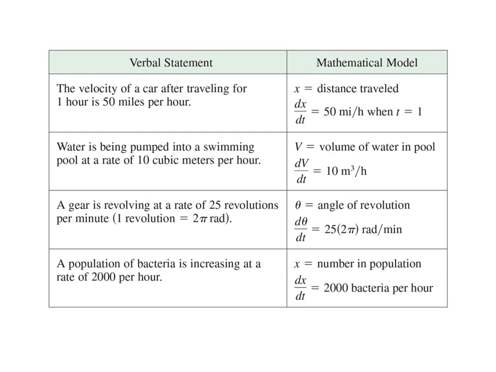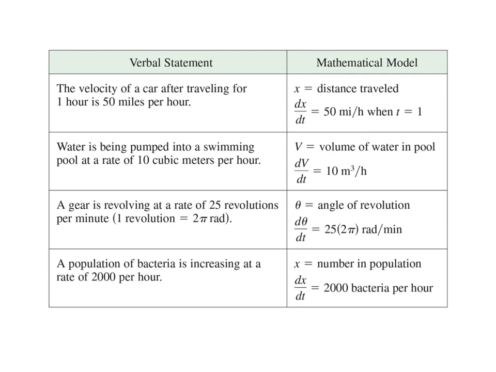Here we have some good examples of how to translate words from a word problem, what we would call a verbal statement, into a mathematical model, which is just using variables and numbers to help substitute or simplify our equations. For example, if the velocity of a car after traveling for an hour is 50 miles per hour, I would have x as the distance traveled over time, so dx over dt is going to equal 50 miles per hour when t equals 1.